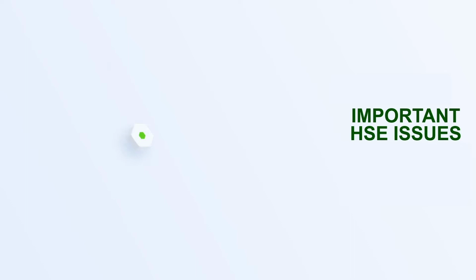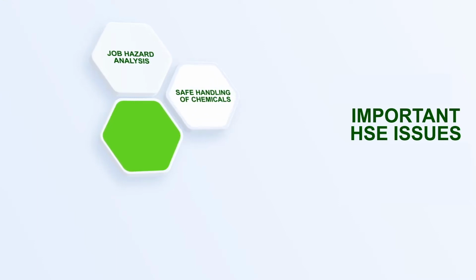Now, I'm going to be sharing with you some very important things that you should take into consideration when planning for your health, safety, and environment issues on your site. The first thing you want to note is that you must have a good job hazard analysis done for your site, your project, and all of the different types of work that you do that could present hazards. You want to have safe handling of chemicals procedure and what is known as a shock card, which details the kind of chemicals, the components of those chemicals, and how they should be handled.